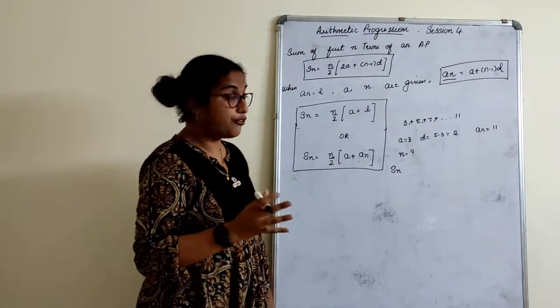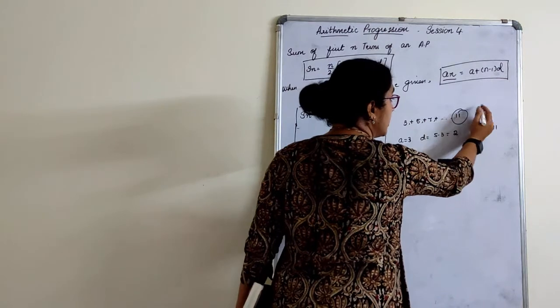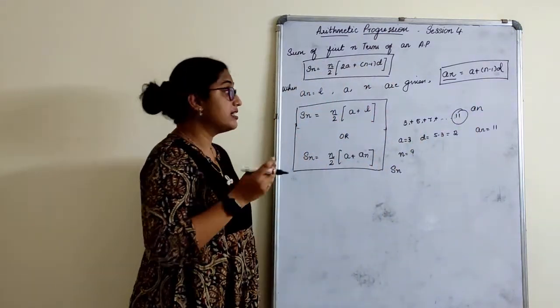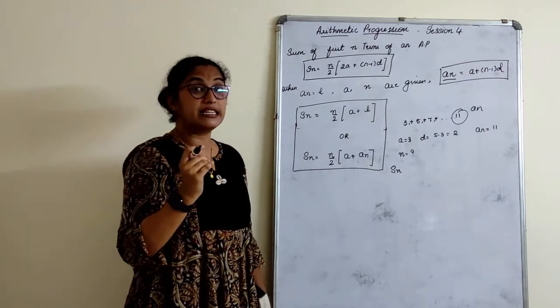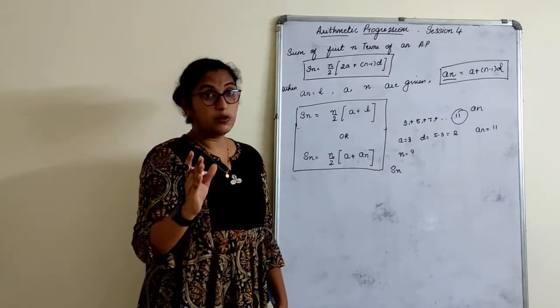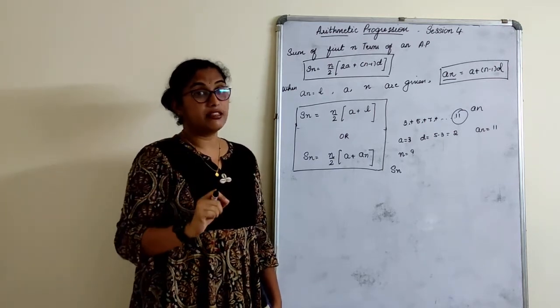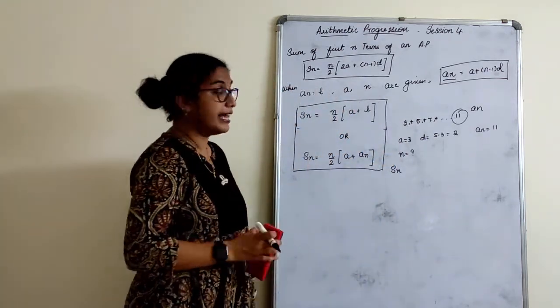So, understood the difference? Nth term and sum of the terms. This is the nth term, the last term, but this is not Sn. Sn is 3 plus 5 plus 7 plus so on up to 11. Now is it very clear, the difference between the nth term and the sum of n terms of an AP? That is what we are going to find in the exercise.